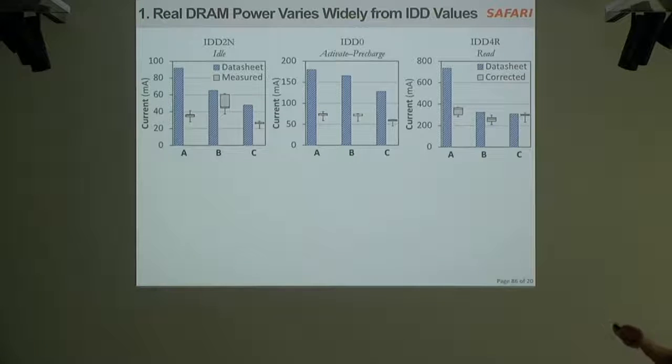Okay, so this is one example. Basically, one of the observations is that real DRAM power varies widely from the values that are specified in the data sheets. Data sheets tell you something, but that's not real, in the sense that real DRAM power is actually lower than what's provided in the data sheets. Data sheets are very conservative. So as you can see, the data sheet values are very high, but what we measure is actually relatively low.